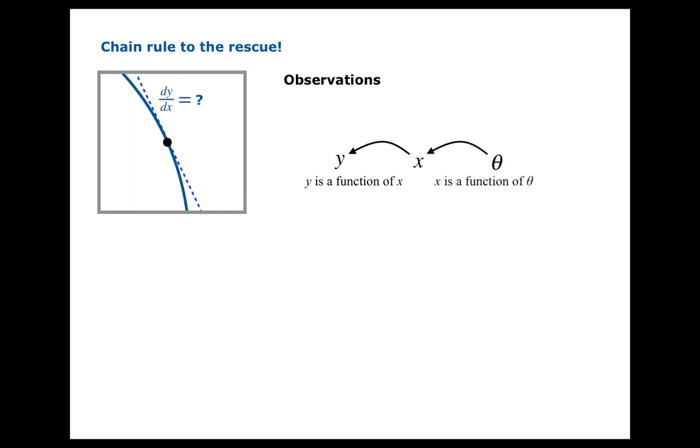x is a function of theta. How do we know this? We know x is r cosine theta. r is a function of theta, so we could plug that function in and we would have some function of theta explicitly. Similarly, y is also a function of theta.